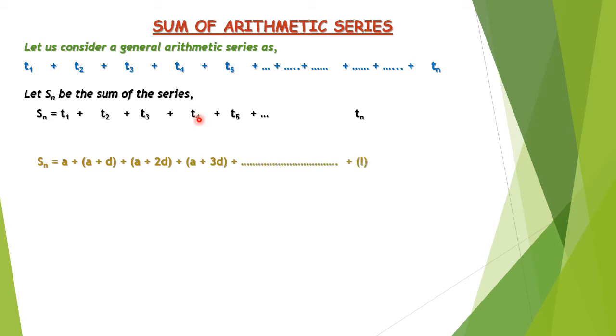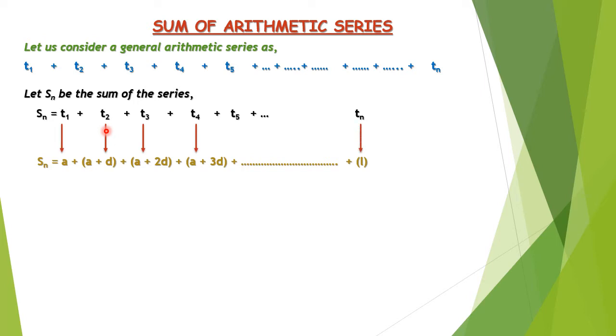Now, as we know, Tn is L, as we have already studied in part 1. T1 is A, T2 is A plus D, T3 is A plus 2D. We have discussed this in the previous topic, or you can see the previous video. And if you have missed it, there is a link in the description below, so you can check there.